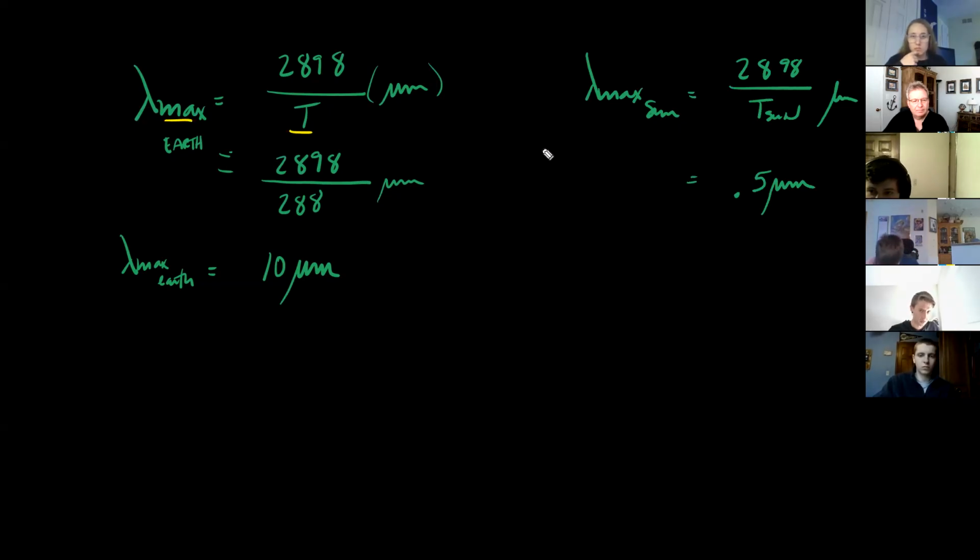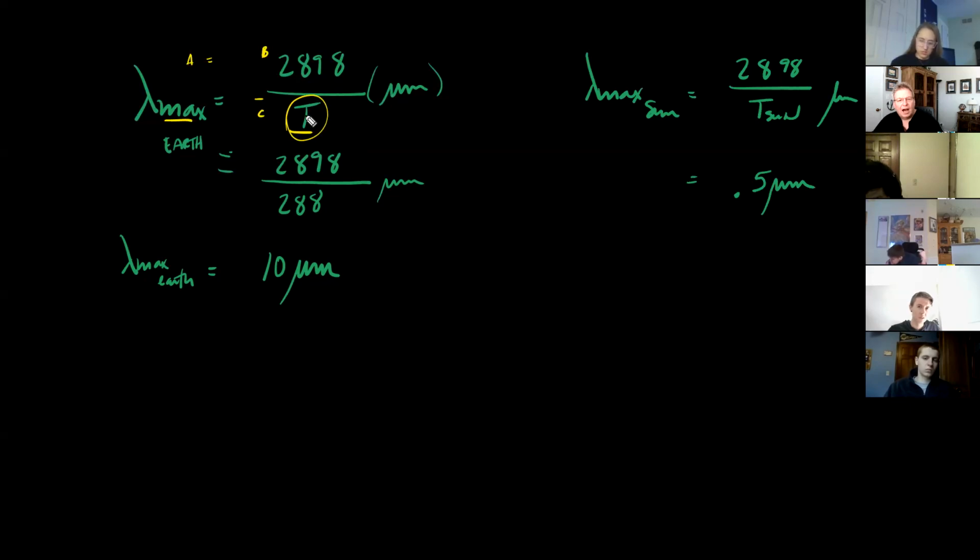A equals B over C, right? Remember, B is constant. C is the denominator. C is temperature. So they're inversely proportional.